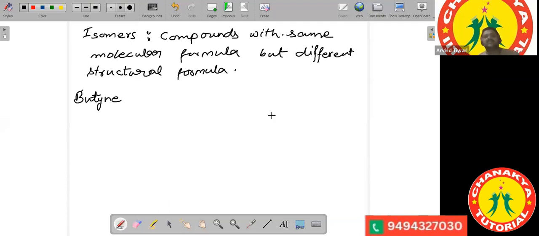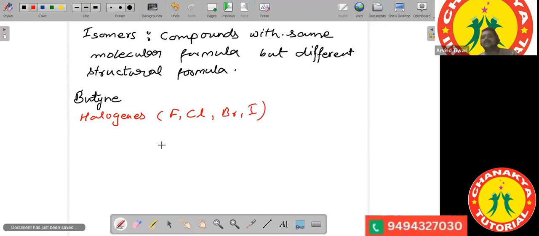Okay. Now see, there is something extra to add. Suppose instead of hydrogen, you have a halogen group. Suppose we add the halogen group to it. So let's see now, halogens. The halogens are fluorine, chlorine, bromine, iodine, and astatine. They are the halogens.